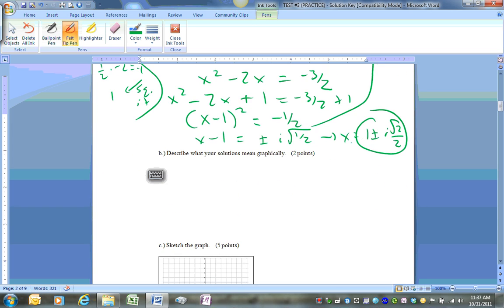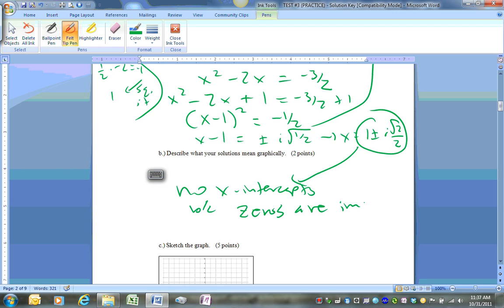Now describe what this means graphically. We know there are no x-intercepts. The reason why is because when you graph something on a real coordinate plane, across the x-axis you expect a real solution. No x-intercepts because the zeros were imaginary. And that's a sketch graph.